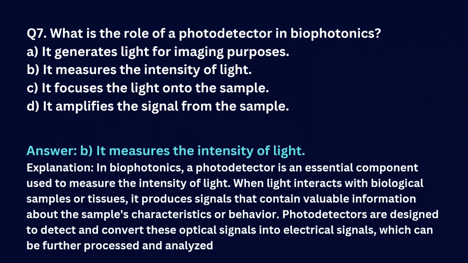Yeah, the answer is B. So it measures intensity of light. A photodetector is an essential component used to measure the intensity of light. When light interacts with biological samples or tissues, it produces signals that can contain valuable information about the sample's characteristics or behavior. These photodetectors are designed to detect and convert these optical signals into electrical signals, which can be further processed and analyzed.